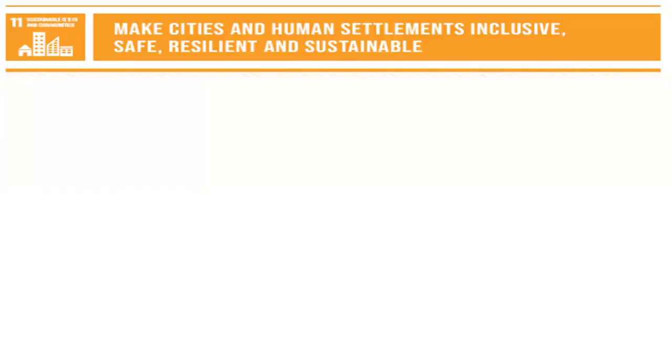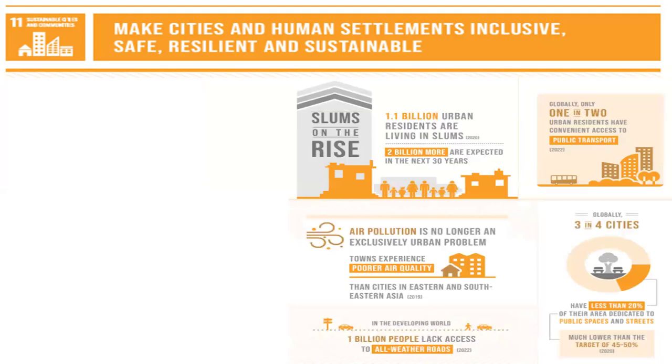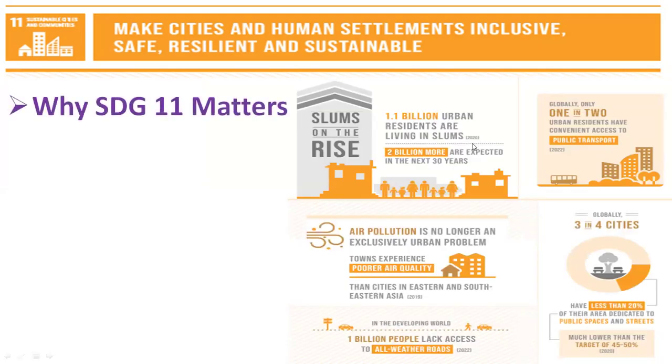The 11th SDG is on sustainable cities and communities, with a goal to make cities and human settlements inclusive, safe, resilient, and sustainable. Now, why is this SDG important? We have dominant slums on the rise, air pollution is rising, and globally public transport is affected, and three to four cities have a very tough situation. And SDG 11 is more important because of climate change mitigation.